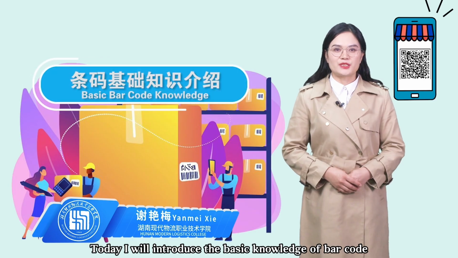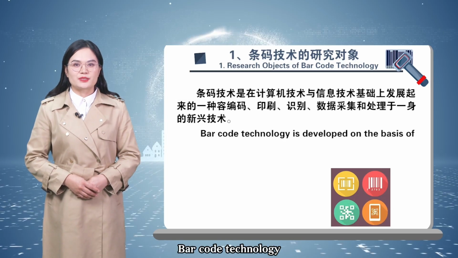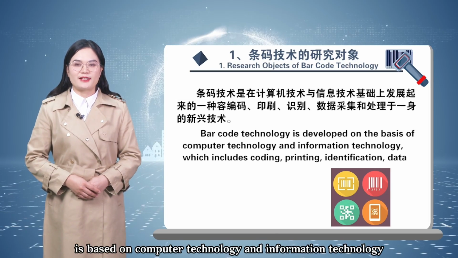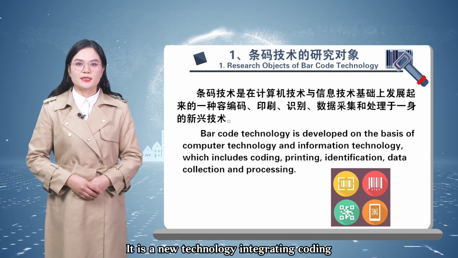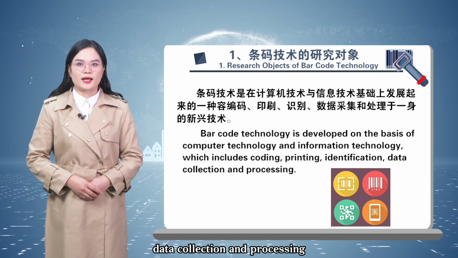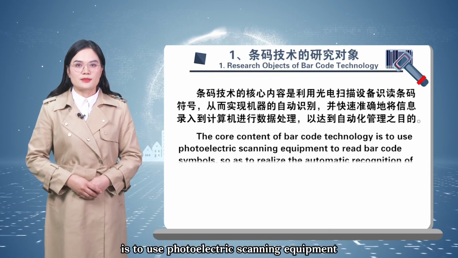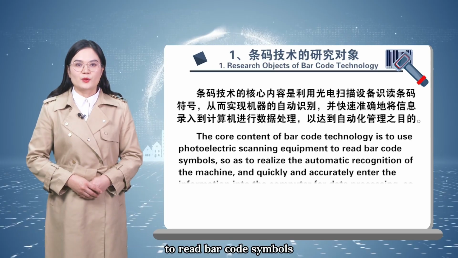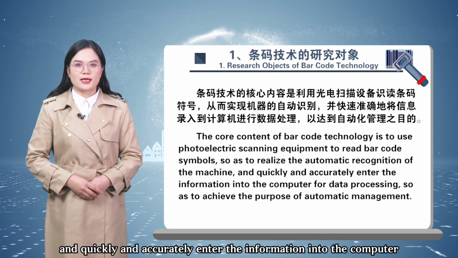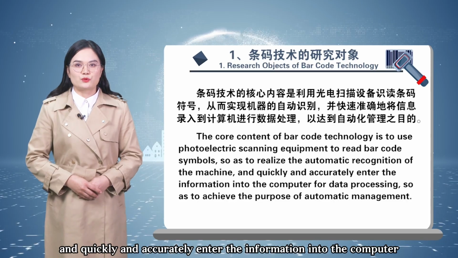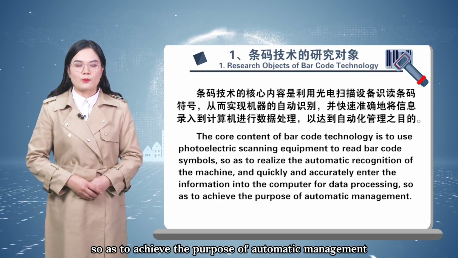Today, I will introduce the basic knowledge of barcode technology. Barcode technology is based on computer technology and information technology. It is a new technology integrating coding, printing, recognition, data collection, and processing. The core content of barcode technology is to use photoelectric scanning equipment to read barcode symbols so as to realize the automatic recognition of the machine and quickly and accurately enter the information into the computer for data processing so as to achieve the purpose of automatic management.